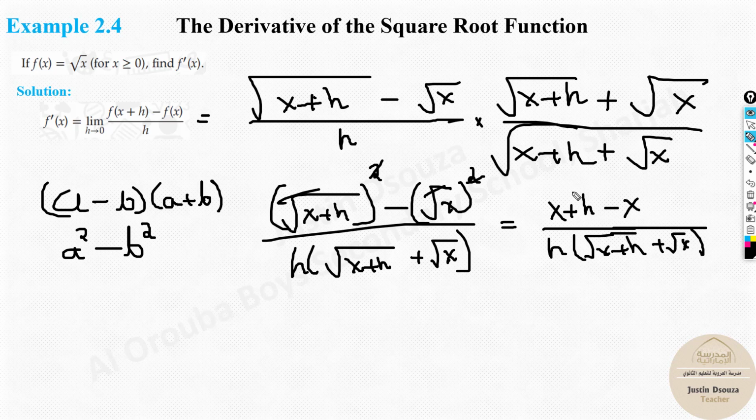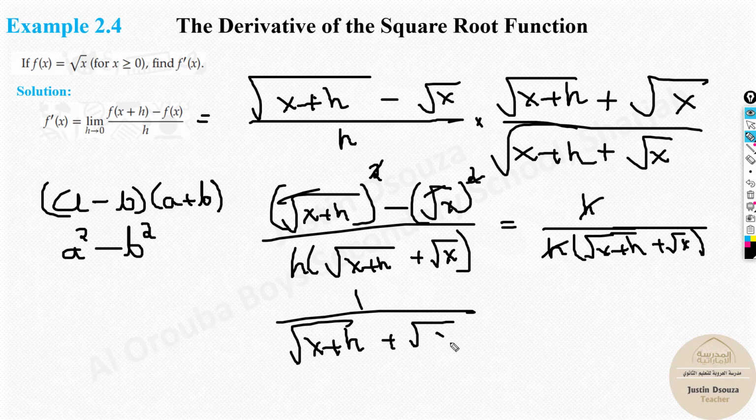Now here x and x cancel, leaving h on top, and this h and h cancel. So I'll just change it over here because I'm lazy to write it again. And now this h and h cancel. So that's what happened. Now you're remaining with 1 by (square root of x plus h plus square root of x). Don't forget the limit is always there. I just don't write it every time, but you have to write it if you're solving this problem. This is a very important term.